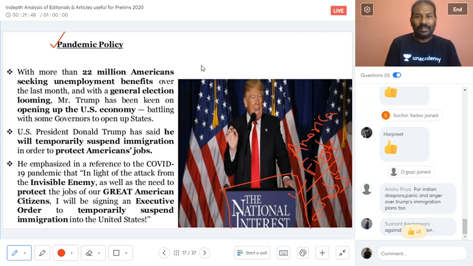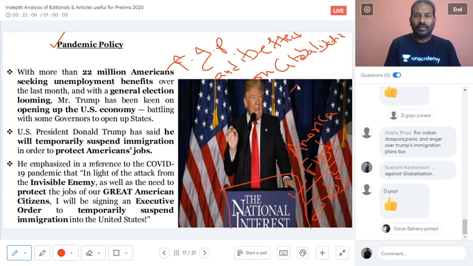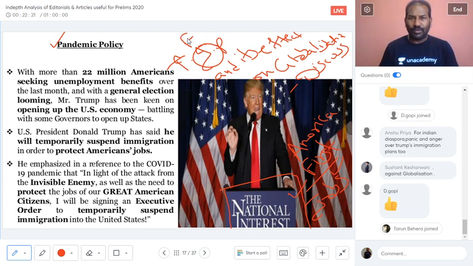That is, Trump's immigration policy and its effect on globalization. Discuss Trump's immigration policy and its effect on, or to be more specific, we can take this immigration policy, or we'll take Trump's foreign policy. Trump's foreign policy and its effect on globalization.